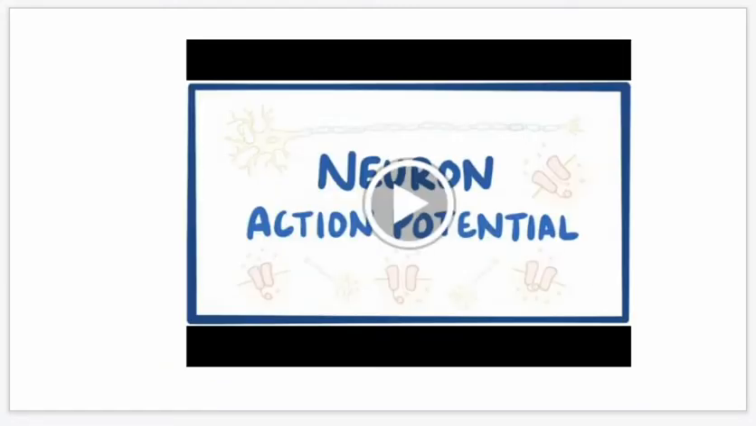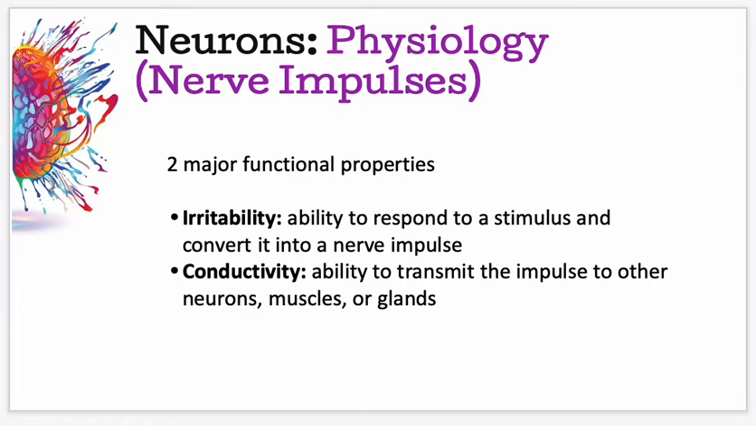Okay, so next we are going to study the physiology of neurons. Your neurons have two major functional properties. First is irritability, that's the ability to respond to a stimulus and convert it into a nerve impulse. Second is conductivity, that's the ability to transmit the impulse to other neurons, muscles, or glands.